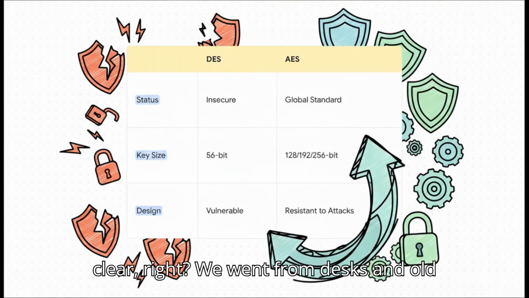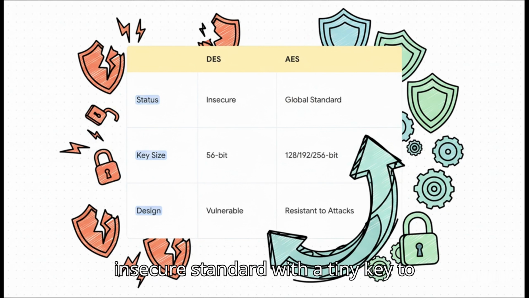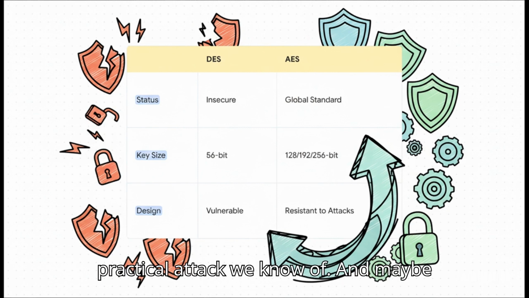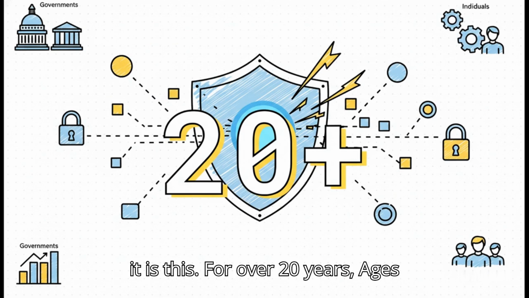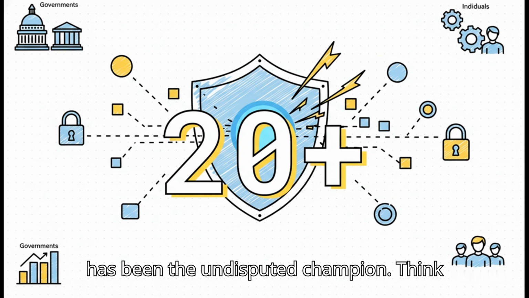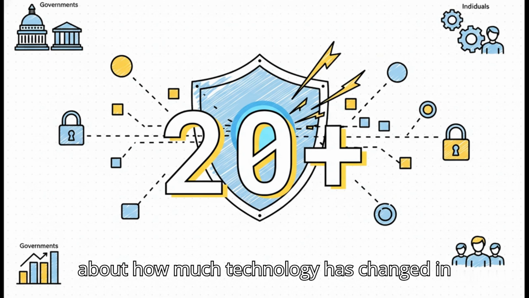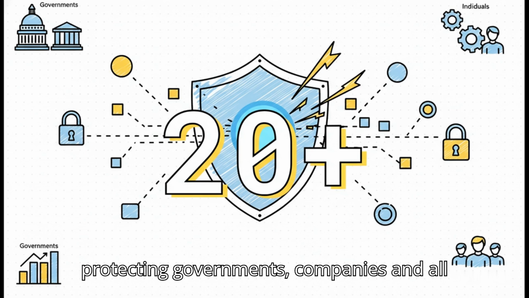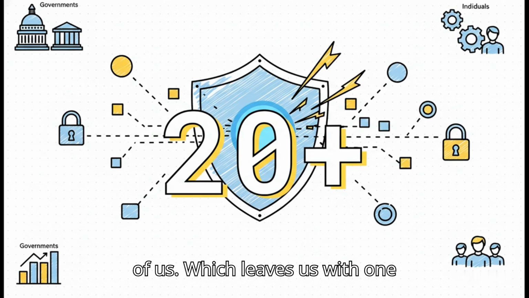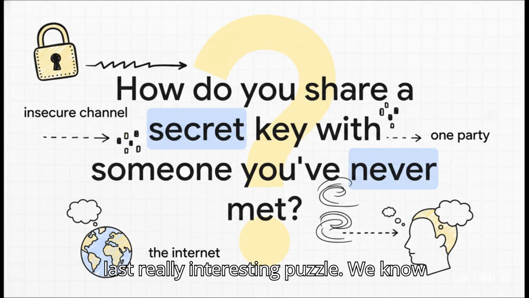So to wrap it all up, the journey is pretty clear, right? We went from DES, an old, insecure standard with a tiny key, to AES, the global standard. It has a massive key and a design that has proven to be incredibly resistant to every practical attack we know of. And maybe the most powerful thing I can say about it is this. For over 20 years, AES has been the undisputed champion. Think about how much technology has changed in 2 decades, yet AES has stood firm, protecting governments, companies, and all of us.